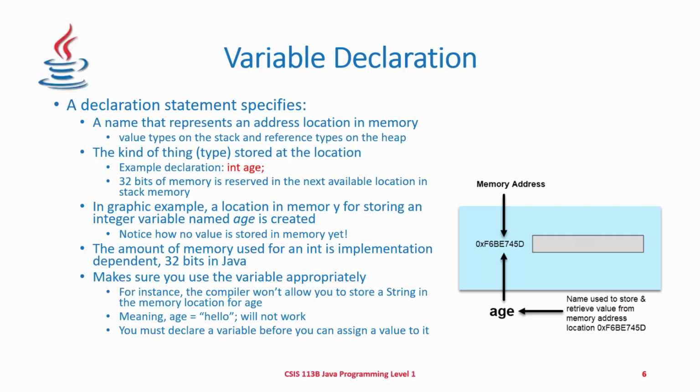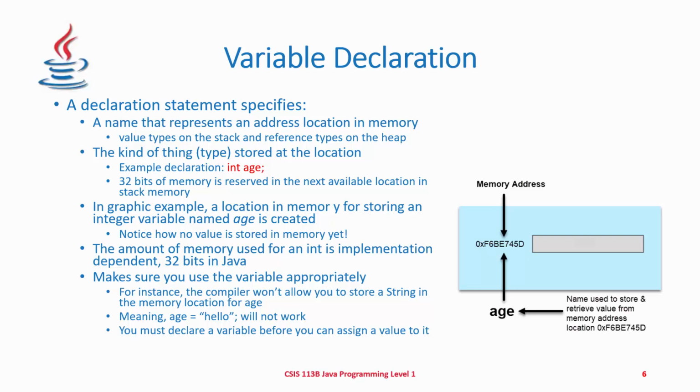This time we're creating a variable of type int, and it'll be named age. Since it is of int type, 32 bits of memory are being reserved, and because it's an integer, it's being reserved in the next available location on the stack. To the right, we have a graphic example to show exactly what's going on here. So age is actually being linked to a memory address in the stack. And we haven't assigned a value to age yet, so you can see the gray box to the right doesn't have any value stored in it.